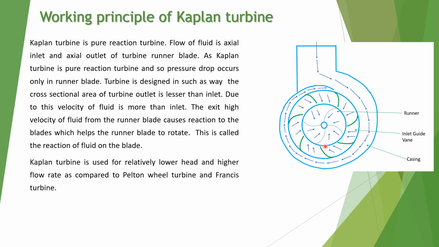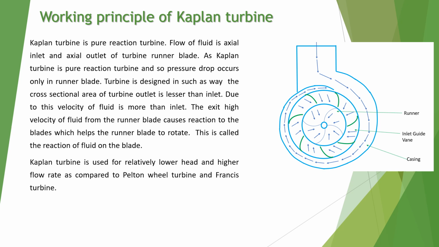Since the turbine is an axial inlet and axial outlet turbine, and it is also a pure reaction turbine, pressure drop occurs only in the runner blade. The turbine is designed in such a way that the cross-section area of the turbine outlet is lesser than the inlet, and due to this the velocity of fluid is more than at the inlet. The exit high velocity of the fluid from the runner blade causes reaction on the blade, which helps the runner blade to rotate, and this is called the reaction of fluid on the blade.